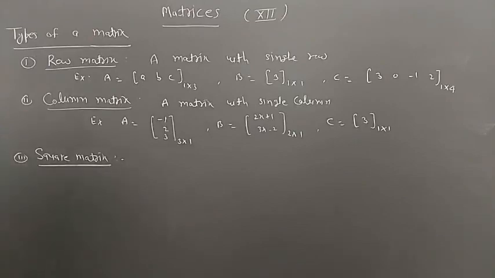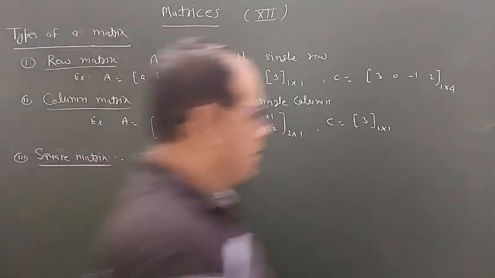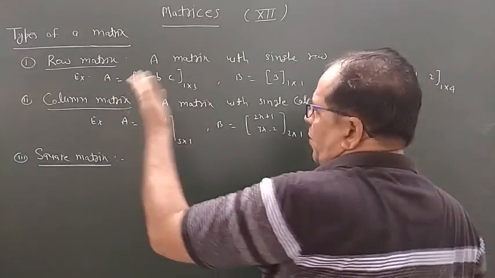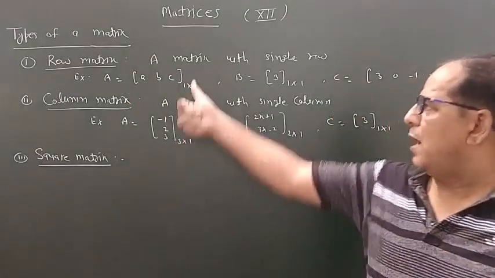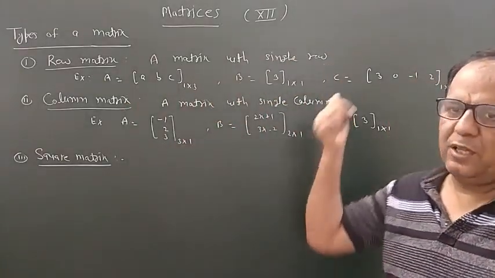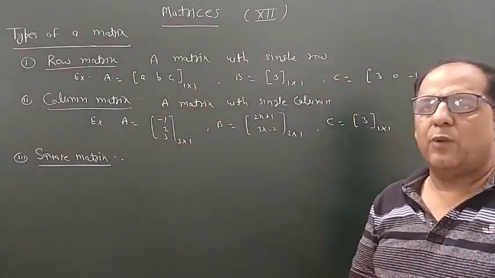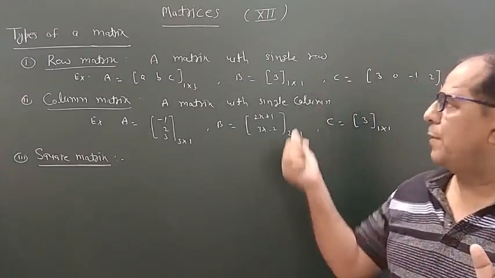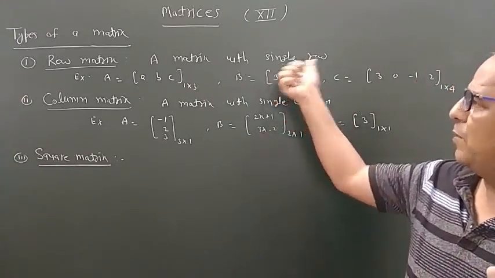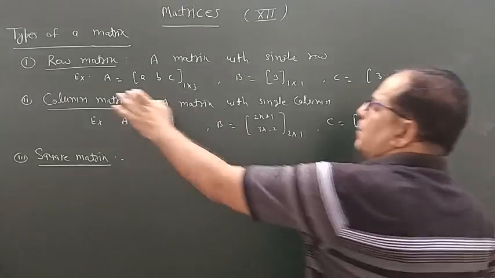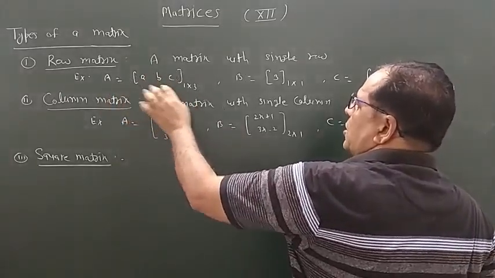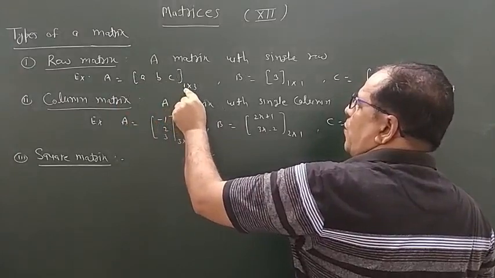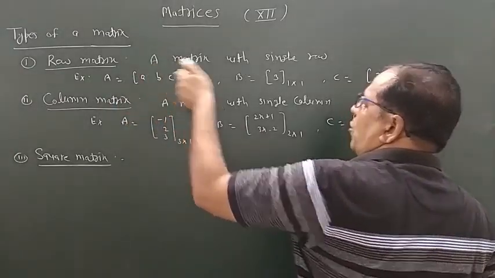Now, the new topic inside matrices, types of a matrix. The first type of matrix is the row matrix. So, what is the concept of a row matrix? A matrix with a single row. The number of columns may be 1, 2, 3, 4, but the number of rows will be 1 only. As an example, A equal to a, b, c. These are the elements, and the order is 1 by 3. There is 1 row and 3 columns.